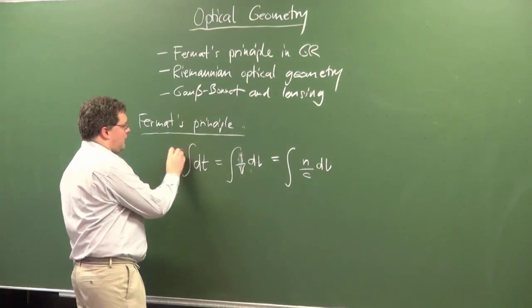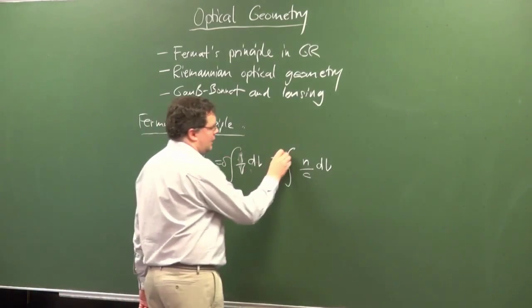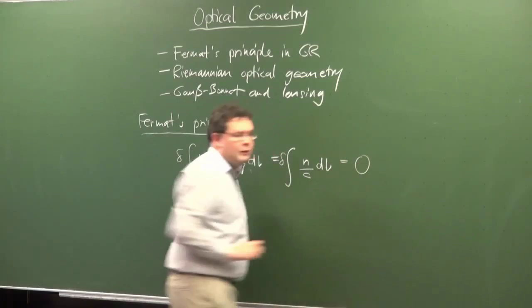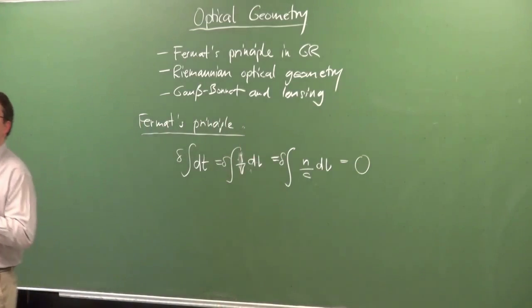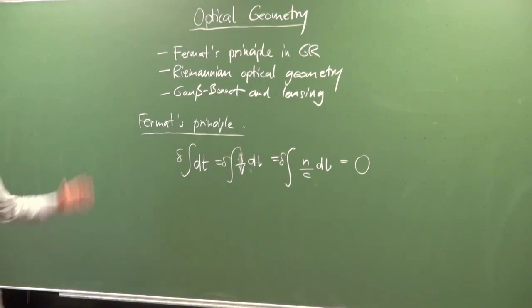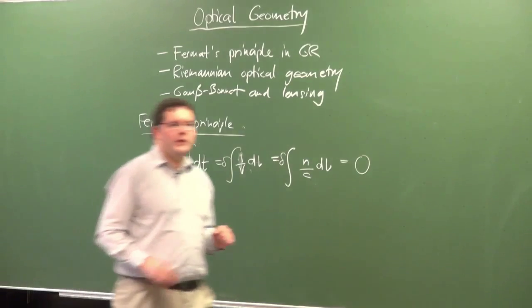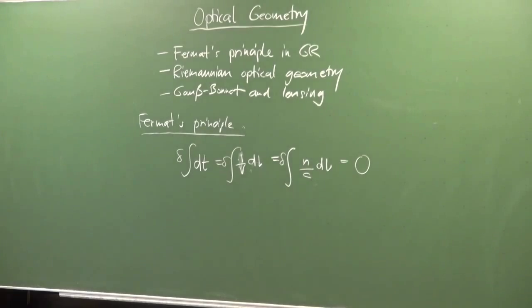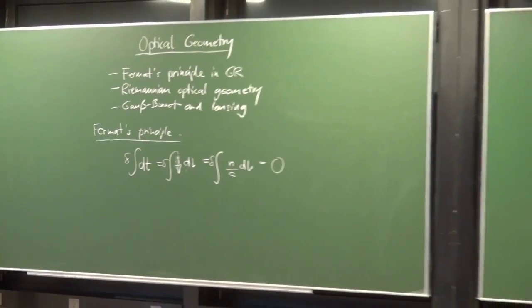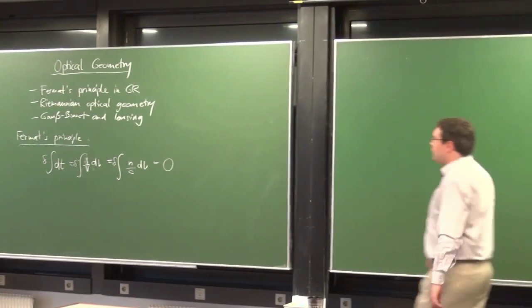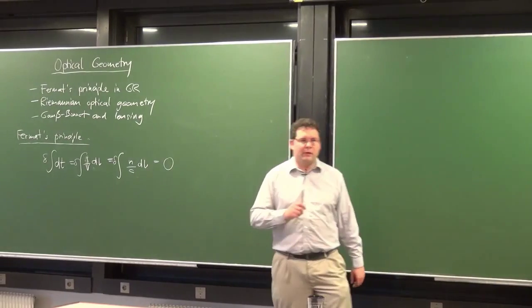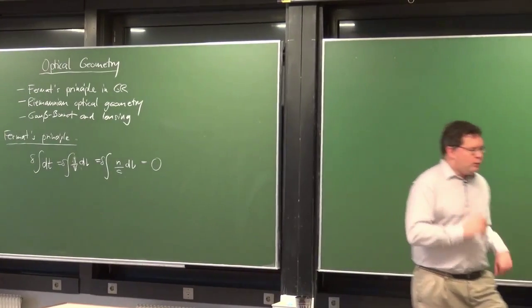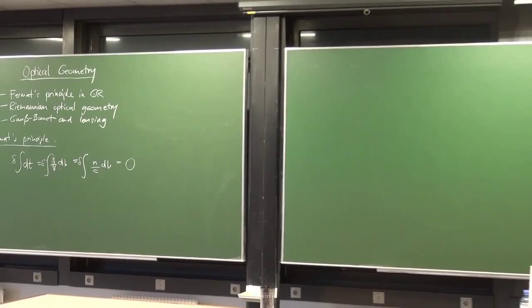Now, if we look at the variation of this, and look for stationary curves, then these will correspond to actual light rays. Of course, this formulation of Fermat's principle does not work in general relativity, because the full length in space-time for a null geodesic is 0, of course. So we have to find a way of rewriting this in general relativity. Now in order to do this, let's just look at stationary spacetimes.